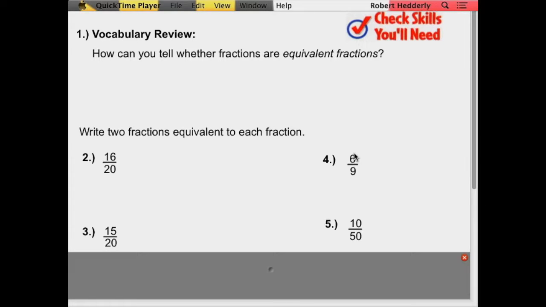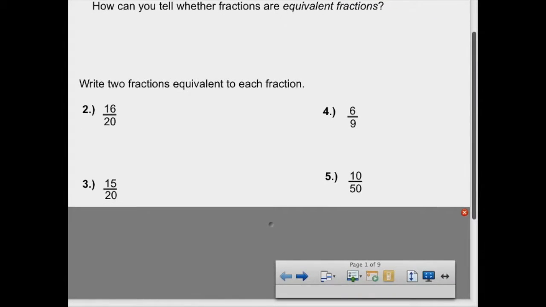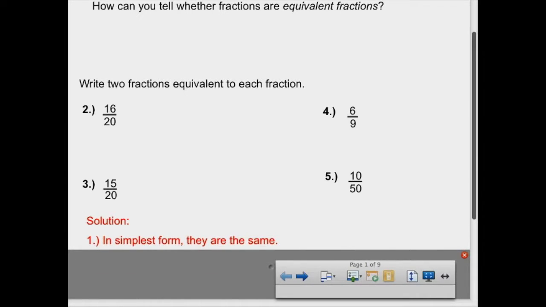If you get the two fractions in simplest form, and they're equal, so my answer: in simplest form, they are the same. Okay? You said the same thing differently. That's exactly correct. Okay, so you see how you guys were kind of in the same ballpark, but not quite. Okay, that's what we want.